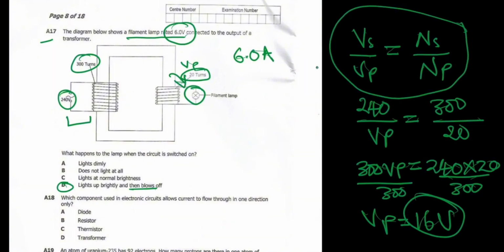This formula is going to help you deal with such problems. Now the next question is, which component used in electronic circuits allows current to flow through in one direction only? Well, the correct answer here is answer choice A. A diode is a component that allows current to flow through in one direction only.